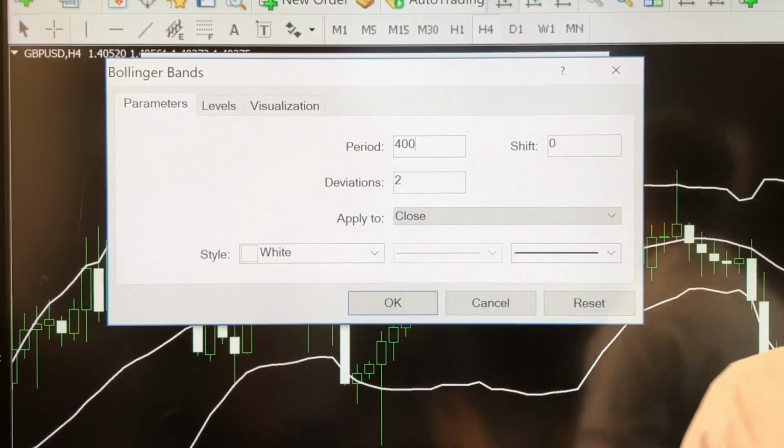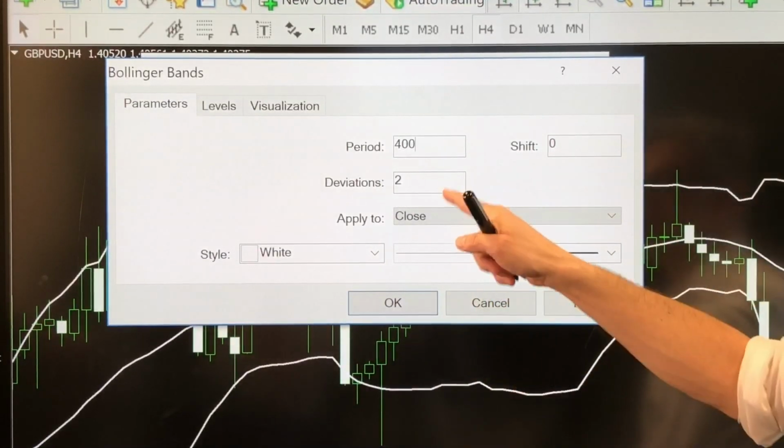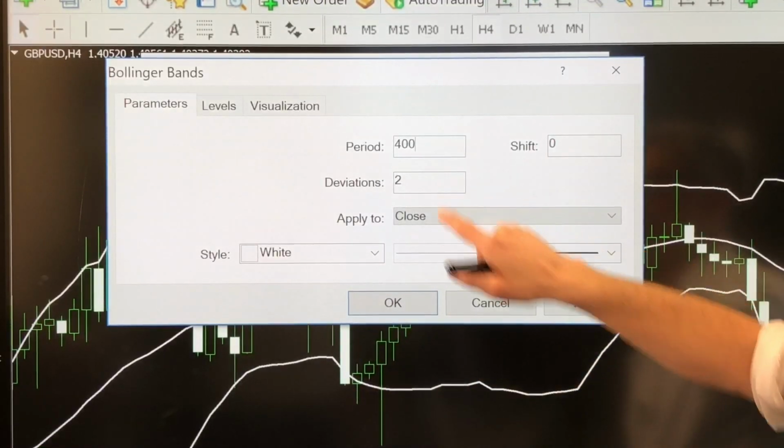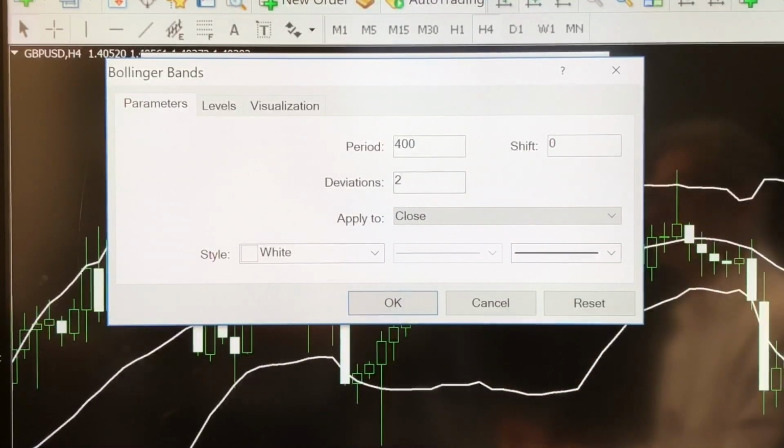Deviations, it's all about statistics. It'll show you two standard deviations outside of normal price. The higher this number, the wider the bands will get. So let's change that to 5.